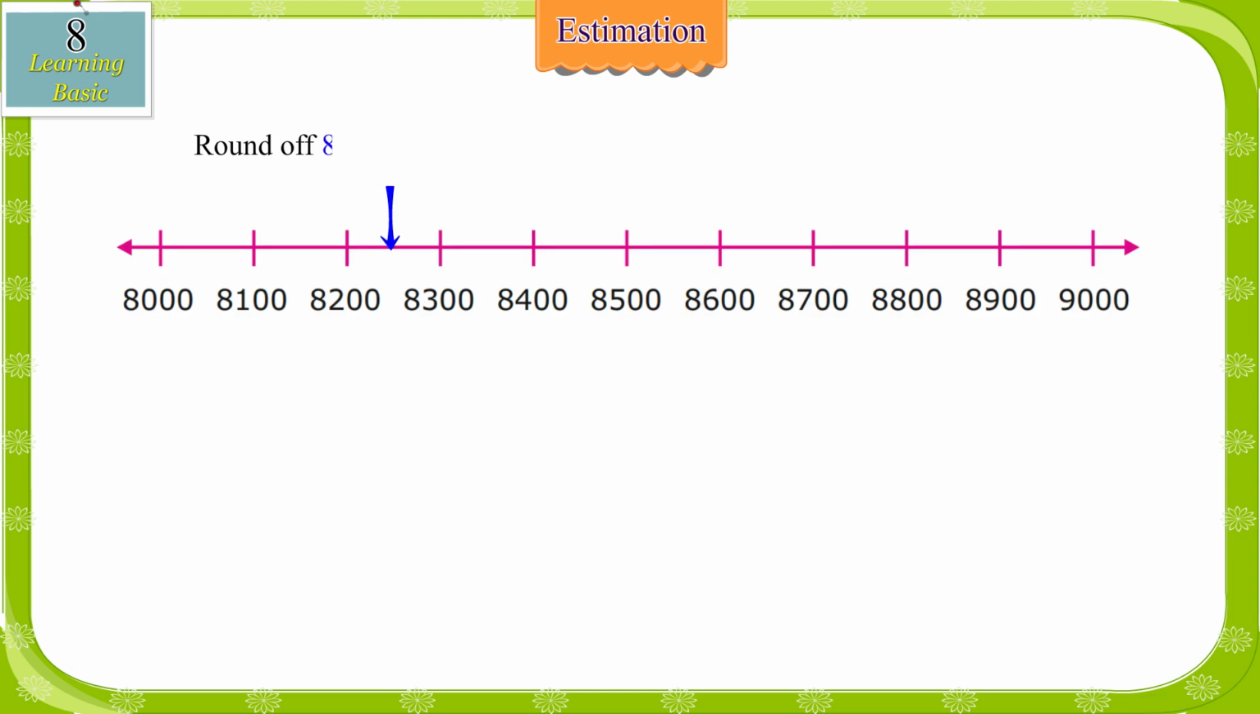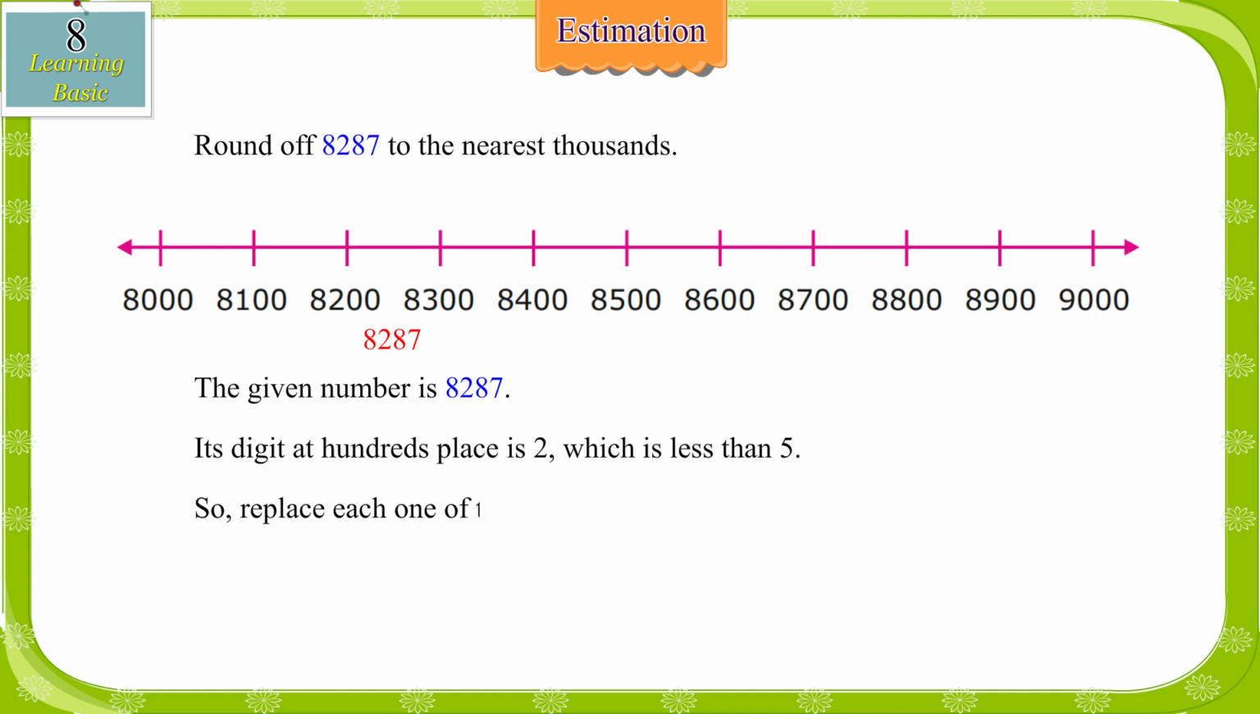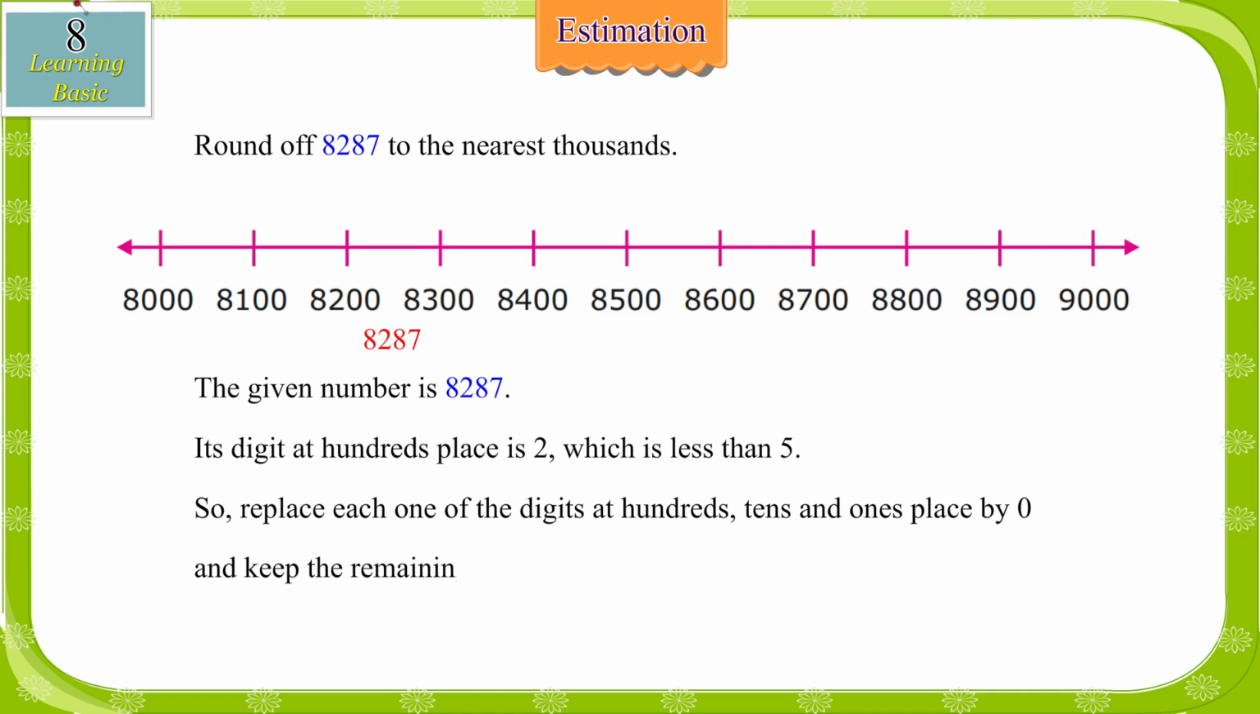Round off 8287 to the nearest thousand. The given number is 8287. Its digit at hundreds place is 2, which is less than 5. So replace each one of the digits at hundreds, tens and ones place by 0 and keep the remaining digits as it is. Therefore, the rounded number is equal to 8000.